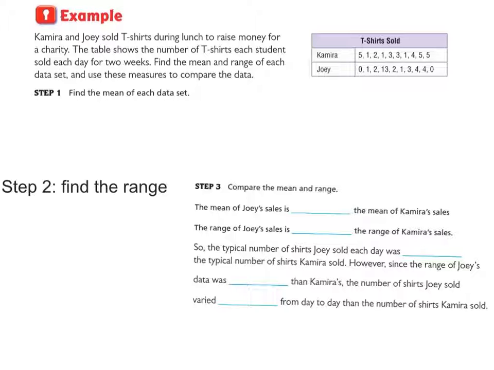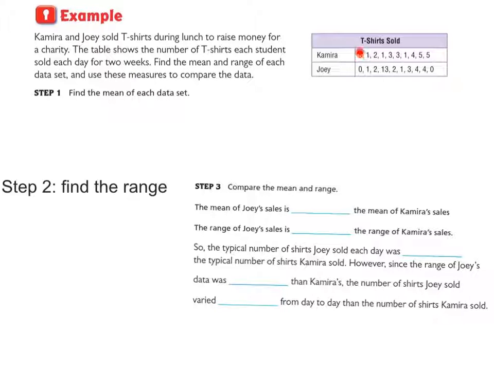And this time they're not going to give us the mean and median. We have to do that on our own. Kamira and Joey sold t-shirts during lunch to raise money for a charity. So they're selling some t-shirts. Here's Kamira, here's Joey. The table shows the numbers of t-shirts each student sold for 2 weeks.